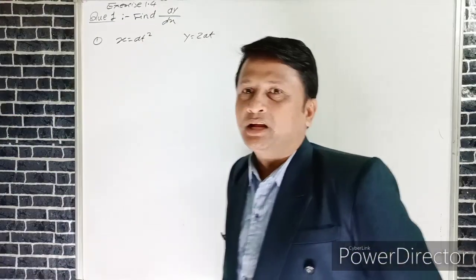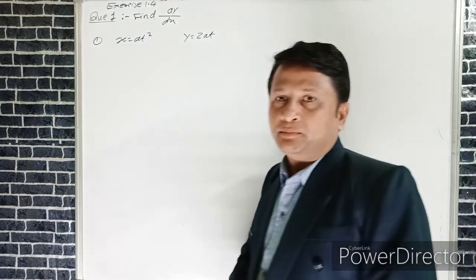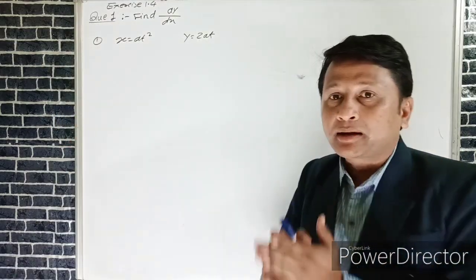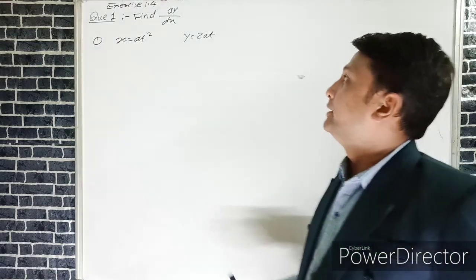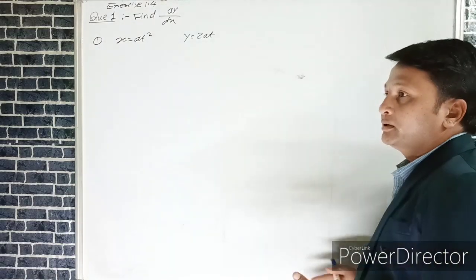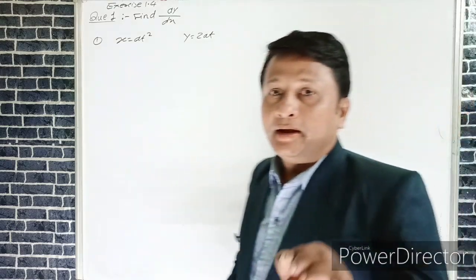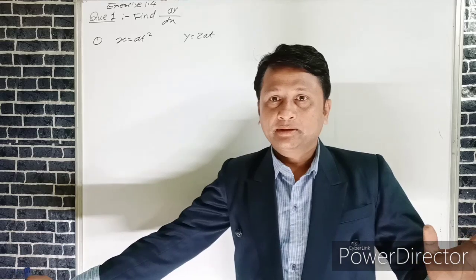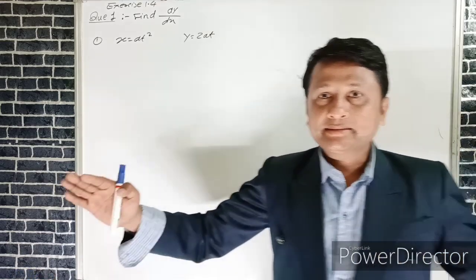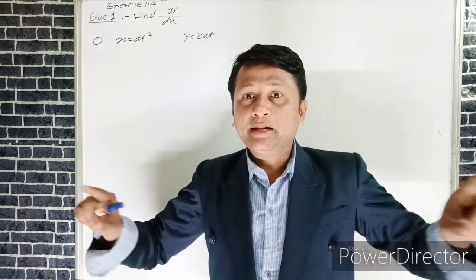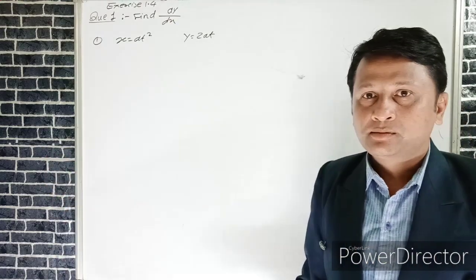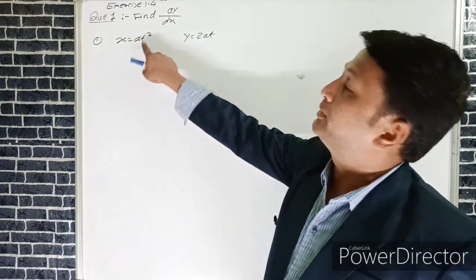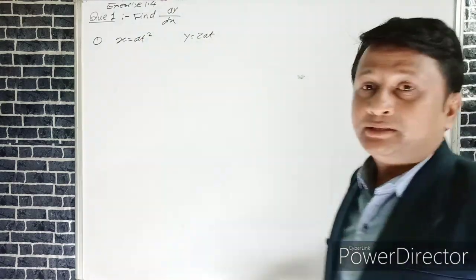So guys, now we start the next exercise, which is exercise number 1.4, which is related to derivative of parametric function. In the derivative of parametric function, compulsorily we have to find the derivative of y with respect to x. Here y and x are given separately in the form of a parameter. We learned in small examples. Here given that x is equal to at square and y is equal to 2at.